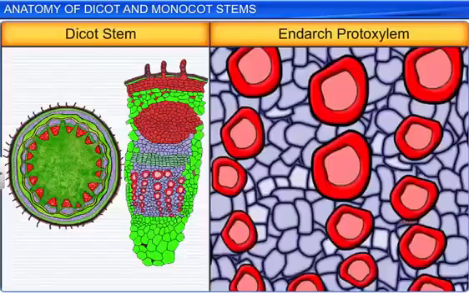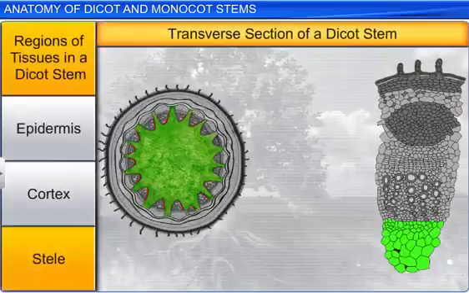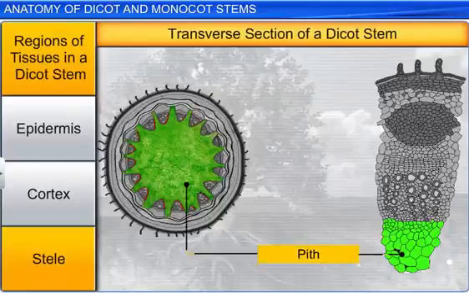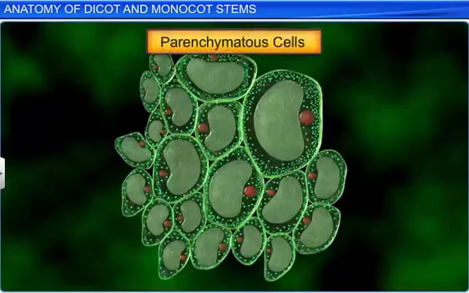The central region of the stem is filled with pith. It is composed of a large number of rounded parenchymatous cells with many intercellular spaces.